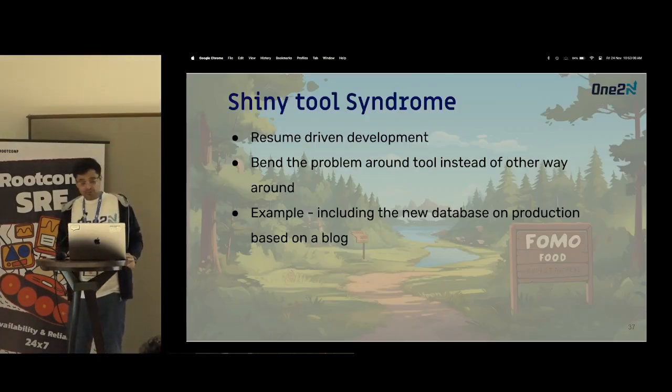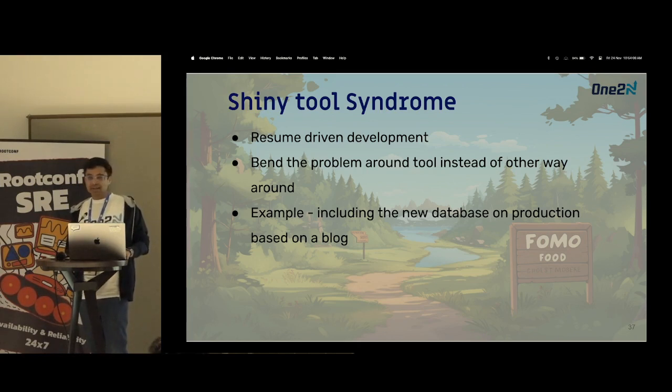Shiny tool syndrome. Can anyone see the FOMO land? Yeah. Shiny tool syndrome came from a very hipster psychological concept of shiny object syndrome, where engineers are doing resume-driven development. And I'm sure that most of us, pretty much the senior engineers, must have faced this, that we try to bend the problem around the tool because it looks cool on our resumes instead of the other way around.